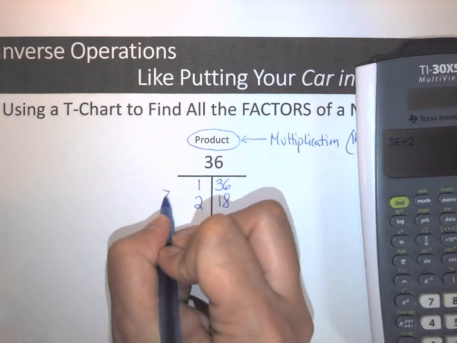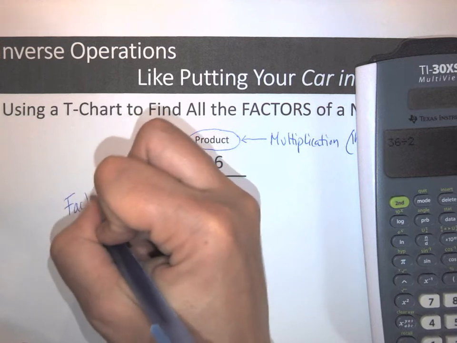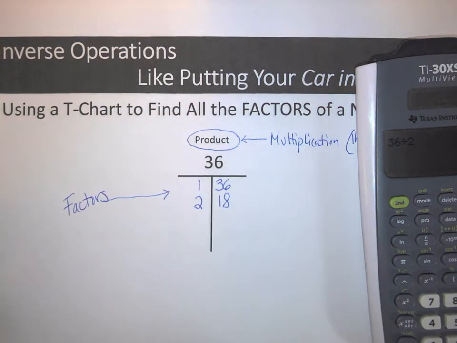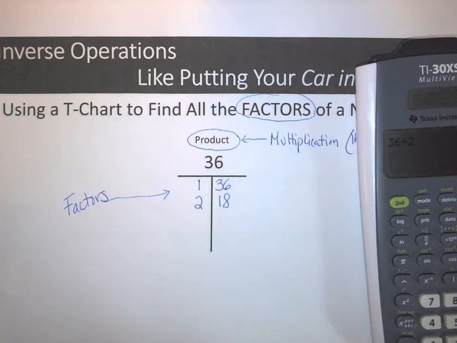And when we're finding these numbers that we multiply, we call those factors. So we're finding all the factors, and that is a vocabulary word assigned to the product relationship.